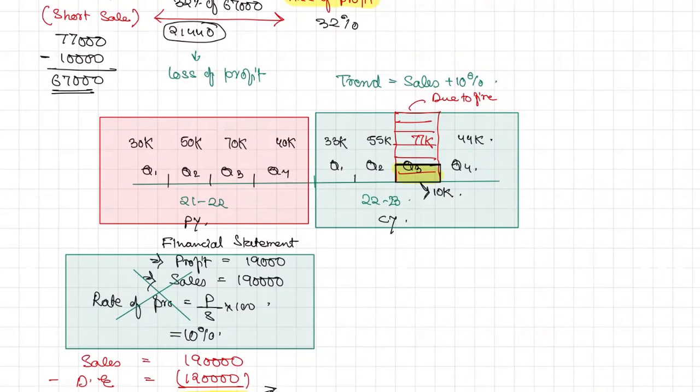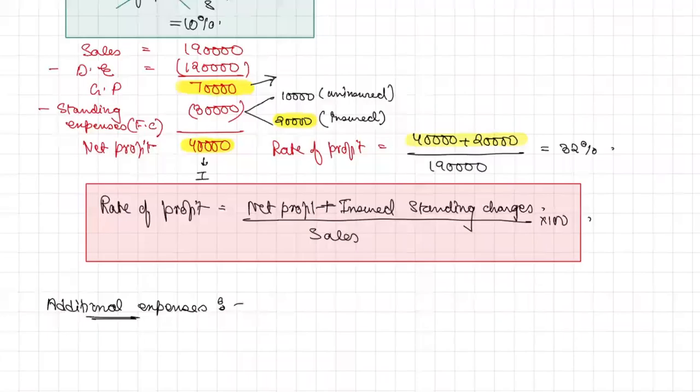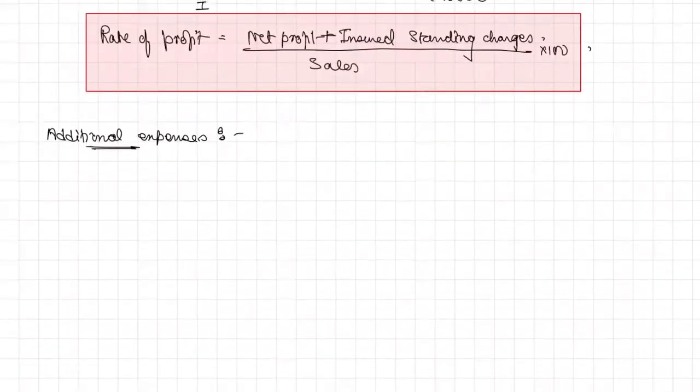So what is this additional expense? What I'm trying to say is, the expenses which had been incurred to bring back the business to normal condition. Okay, I'm talking about those additional expenses, due to which I was able to do 10K even in the quarter where the fire had occurred. Whenever we talk about additional expenses, at first we have to check the actual expenses.